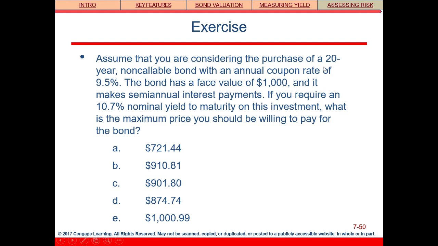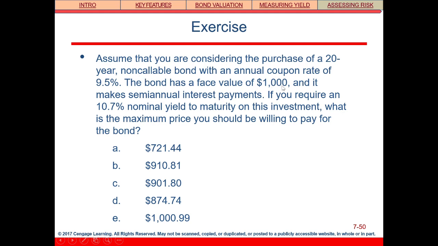Is it a callable bond? No, it's non-callable. Okay, so that makes it easier. So in this case, N is 20, right? Oh, sorry, we do have to do something. Semi-annual makes it slightly different. You need an extra step to make the adjustment, right? So 20 years times 2, you get 40. That's N. And then par value, face value, is the same because it's non-callable.